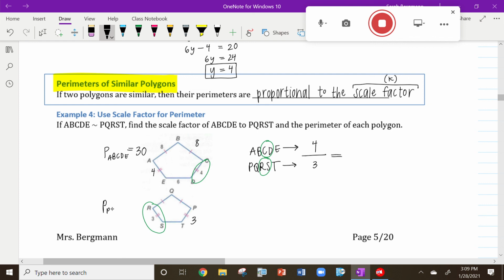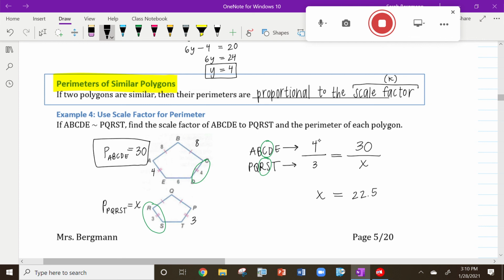Now the perimeter of PQRST is unknown. Let's call it X. The perimeters have to be proportional to the scale factor. So I know the perimeter of ABCDE will go in the numerator, 30, and the perimeter of PQRST, since that's coming from this polygon, will go in the denominator, and I'll just call it X to make it easier. Now you should be able to solve this proportion by cross multiplying and dividing. So we'll have X equals 3 times 30 divided by 4, which gives me 22.5. Hence, the perimeter of polygon PQRST is 22.5.